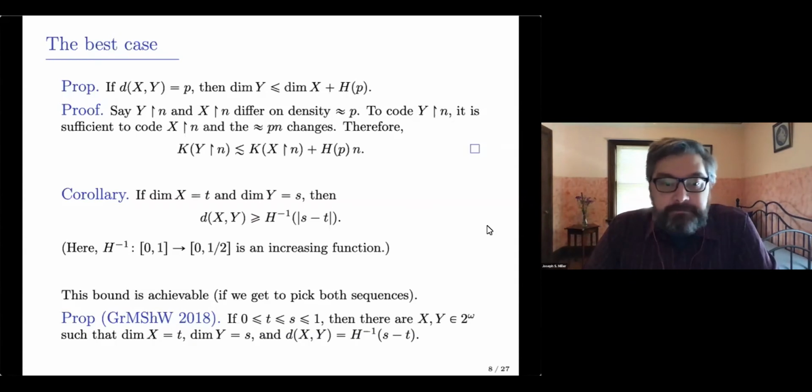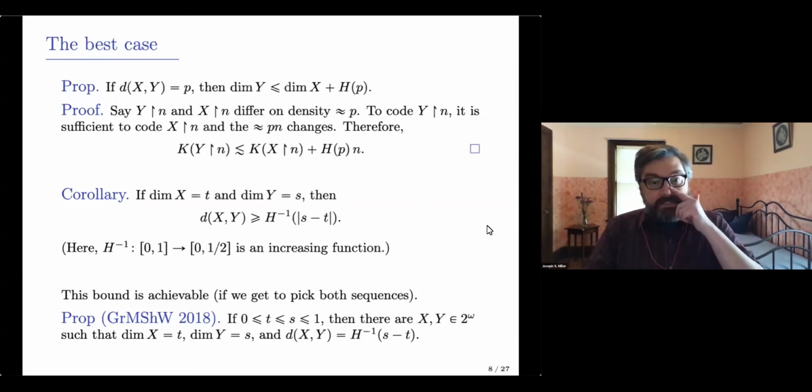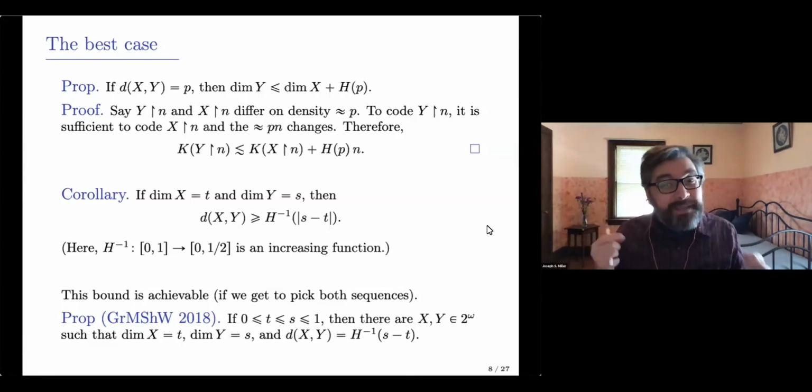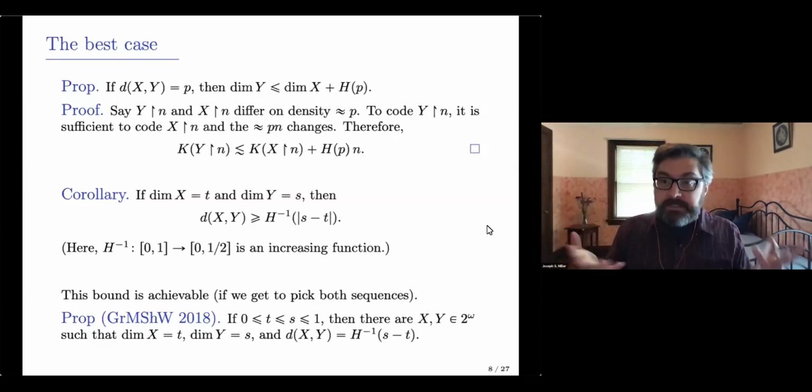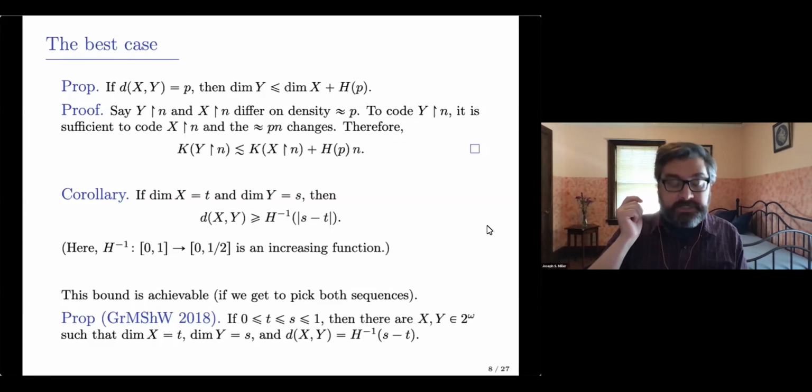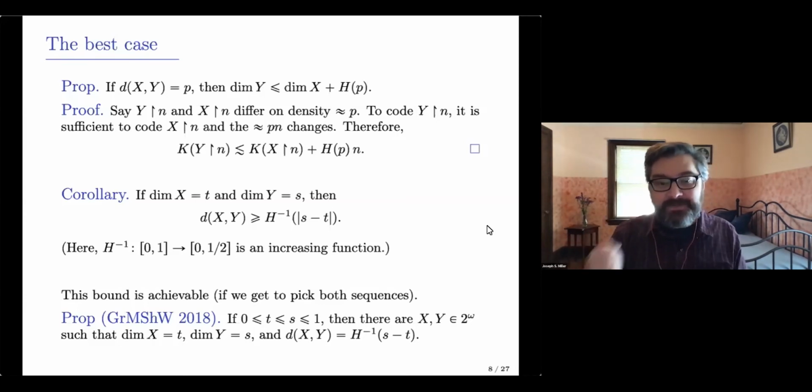Moreover, it really is the best case. This is the amount of distance necessary between a dimension s and a dimension t sequence, and it's achievable as long as we get to pick both sequences. We proved that it's a construction. You really have to do a little bit of work, but you can find a dimension t sequence x and a dimension s sequence y whose distance is as small as it possibly can be. So this is the absolute best case, as close as dimension s and t sequences can be to each other.